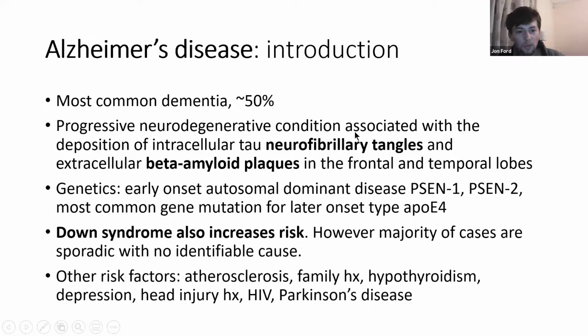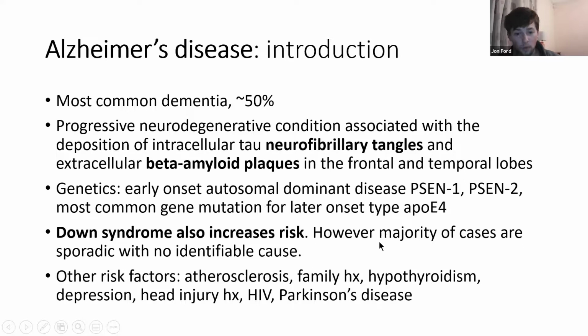And it's associated pathologically with neurofibrillary tangles and beta amyloid plaques, which I'm sure you've heard of, in the frontal and temporal lobes. The genetics, I don't think you really need to know, but just in case you might recognize it in the future, it's the presenilin-1, presenilin-2 genes, and ApoE4 is involved in the later onset type. Down syndrome increases risk. That's worth remembering. I think we've had sessions on that when we were getting taught about Down syndrome. And most of them are sporadic.